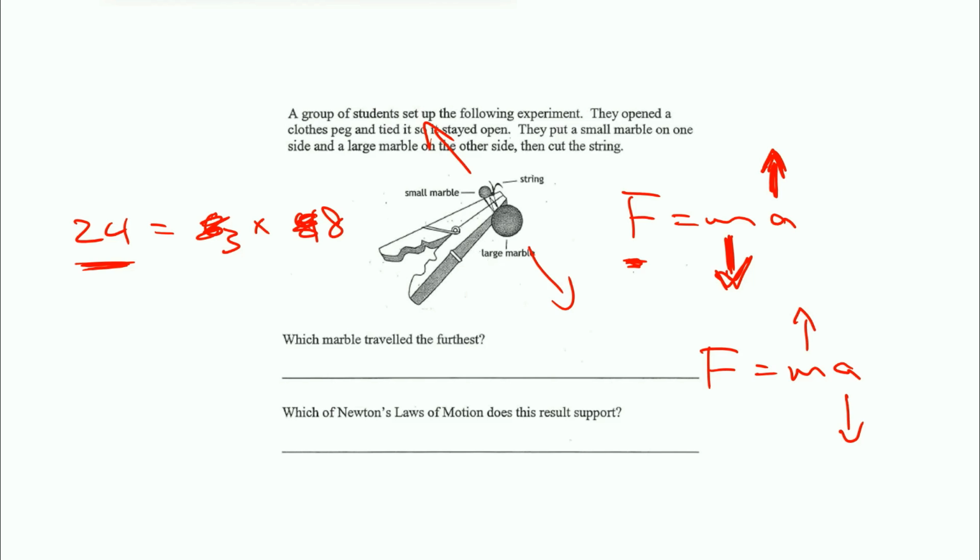So there we go. The small marble will travel the furthest, and this is all to do with Newton's second law of motion.